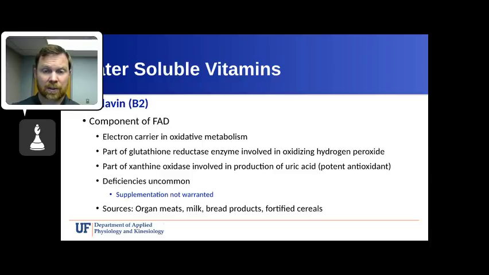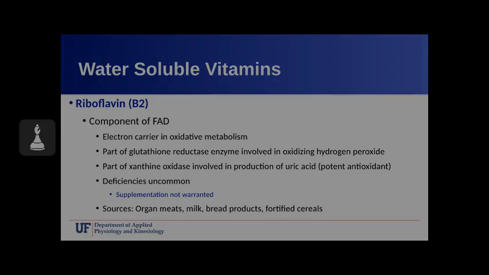As with thiamine, deficiencies in riboflavin are uncommon, and studies involving human subjects have not demonstrated any ergogenic benefit of riboflavin supplementation. Athletes should be encouraged to obtain the RDA of riboflavin by including organ meats, milk, fortified breads, and fortified cereals in their diets.